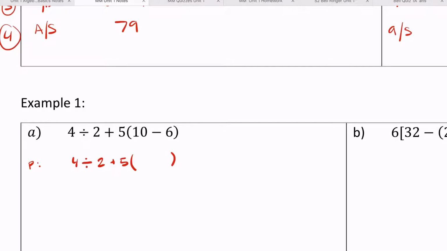10 minus 6 is 4. Now we're going to do exponents. We don't have any. Okay, so we're going to do multiplication, division, left to right. So we'll do 4 divided by 2, which is 2, plus 5 times 4 is 20. And then we do our addition, subtraction, which gives us 22.